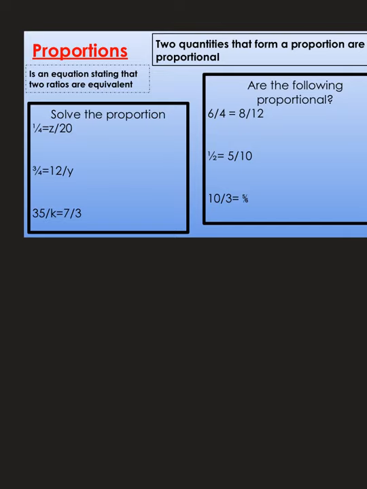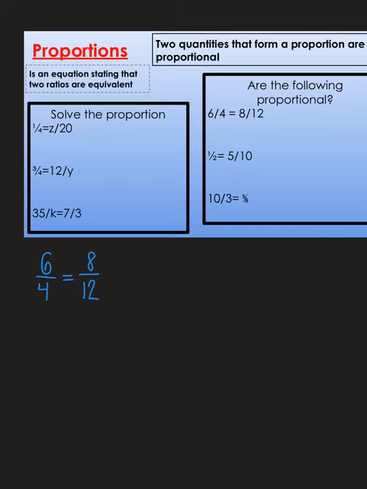I do not care for the way that this program has written out these fractions, so I am going to rewrite them down here. We have 6/4, and we're trying to see, is that indeed equal to 8/12? We're kind of saying if I were to reduce 6/4 or if I were to make it larger, would it be equivalent to 8/12? There's a few ways that you can do this.